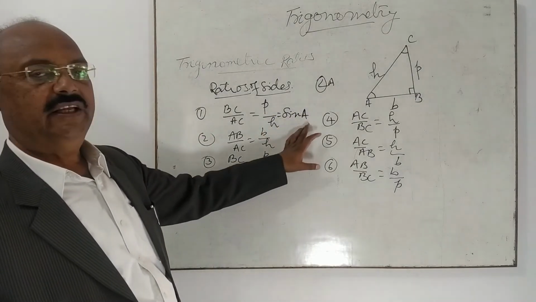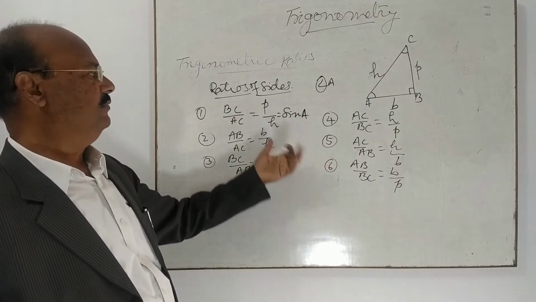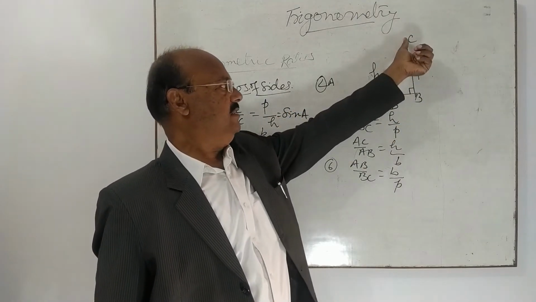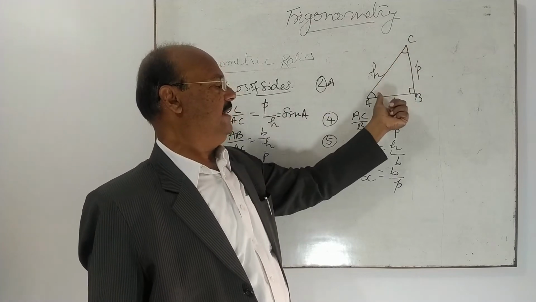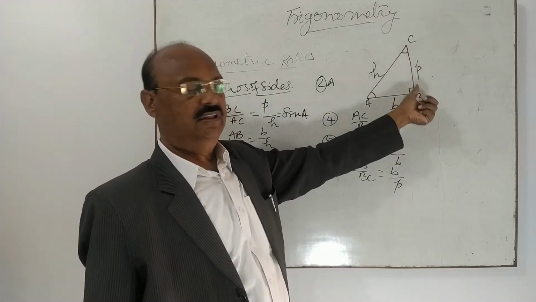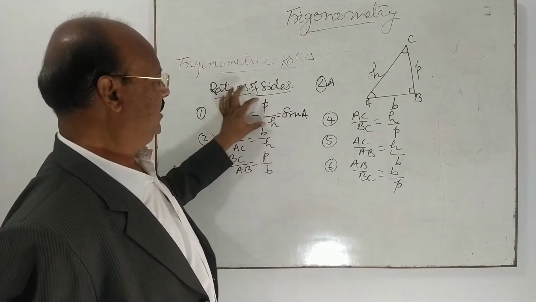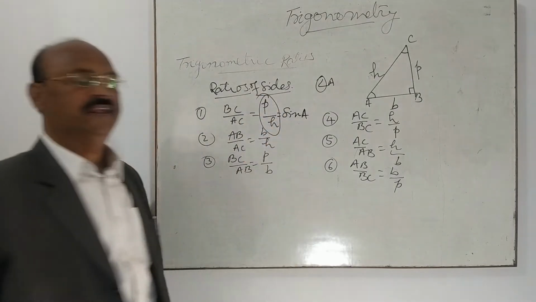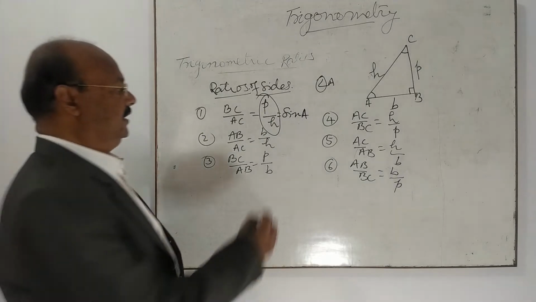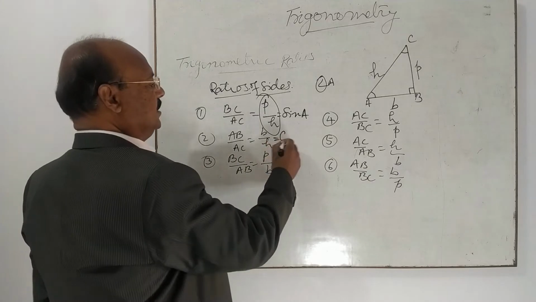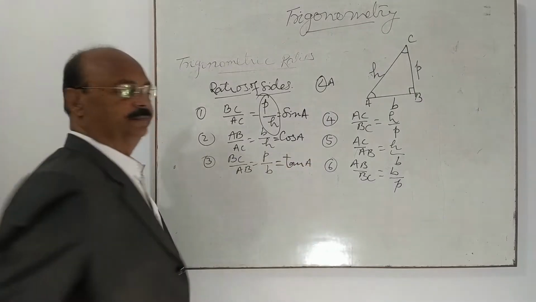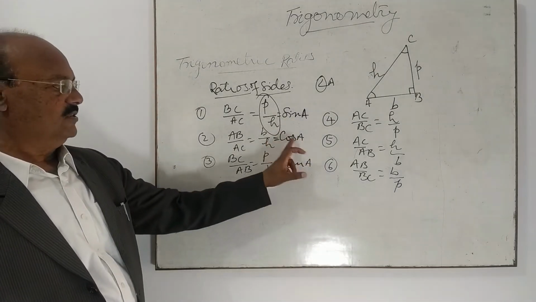Correct? So what is sine A? This is nothing but the ratio of perpendicular and hypotenuse. In this ratio of sides, the numerator is the side opposite to the angle A. We are considering angle A here. This is the numerator and the denominator is hypotenuse. So this ratio P by H is known as sine A. Correct? And similarly, B by H is cos A. P by B is tan A.